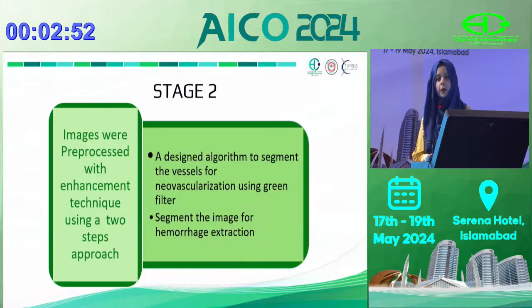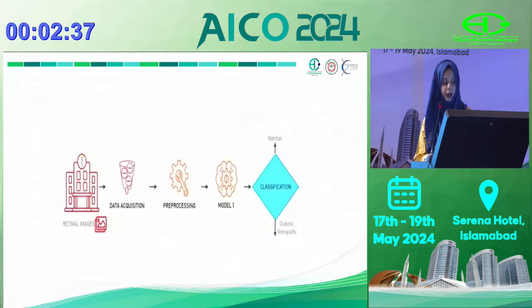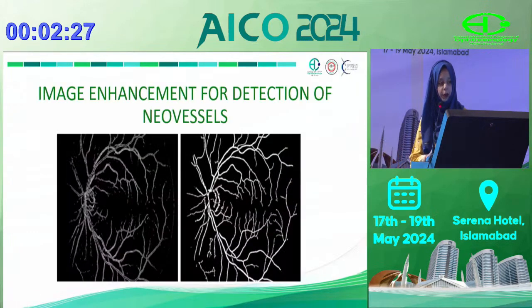In stage 2 of our study, we took a further step ahead and we pre-processed these images before showing them to our AI model. Our algorithm was designed to segment the vessels for neovascularization using a green filter and to segment the images for hemorrhage extraction. As in this picture, you can see the retinal images were taken, data acquisition was done, images were pre-processed and sent to the model, which classified it as normal or having diabetic retinopathy.